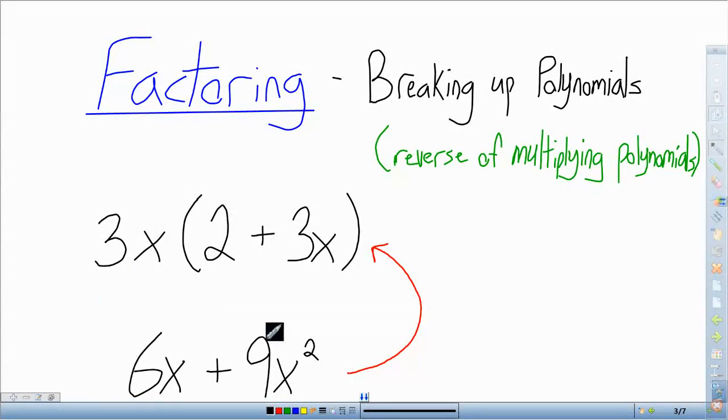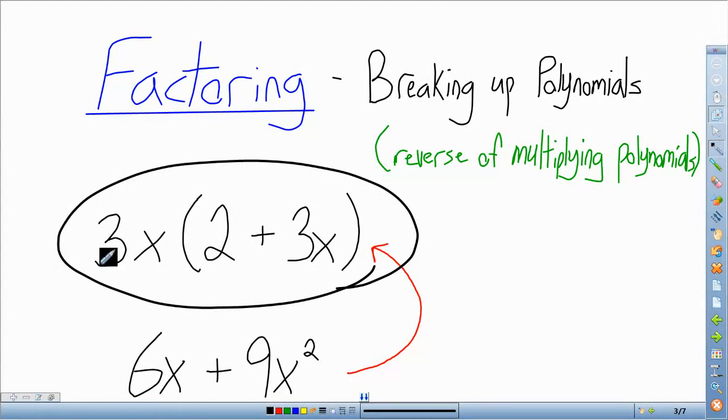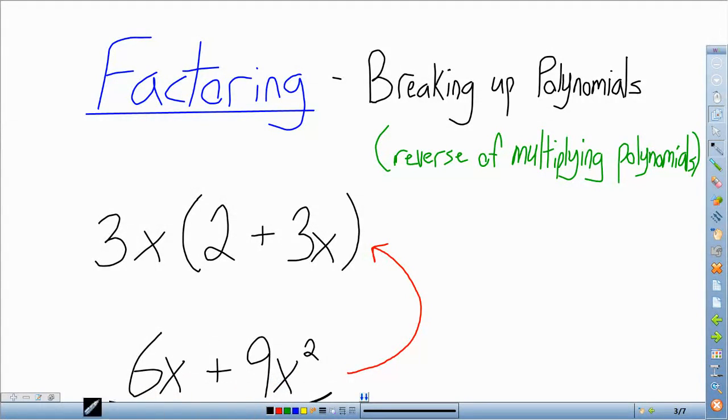But what I want to show you is that normally in the past, we had problems like this, and they would ask us to multiply together. We would distribute the 3x and we would get this 6x plus 9x squared. What we're doing when we're factoring is we're starting here and we're going in reverse. We're breaking apart the polynomial. So it's literally the reverse of multiplication, which is a little weird, but that technically is what's going on here. So I just wanted you to realize that we're starting here now and we're breaking things apart.